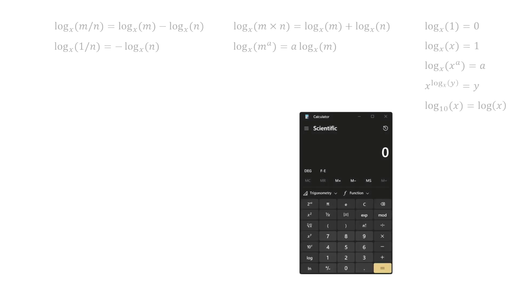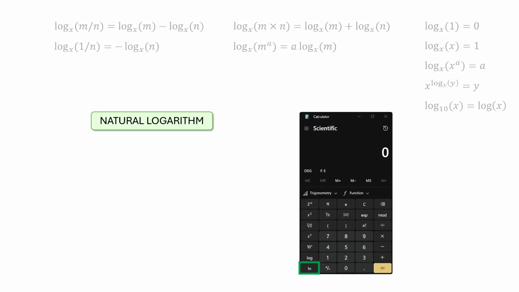Take another look at your calculator. You'll see a button near the log that says ln. That's for another special logarithm, so special that mathematicians call it the natural logarithm. And it's written as ln x. Its base is the Euler number, represented by the letter e.